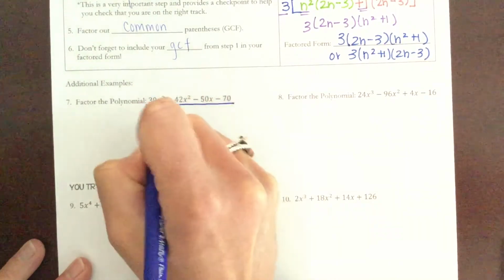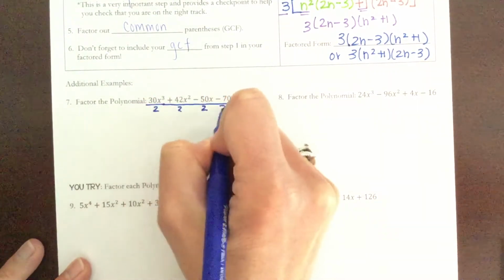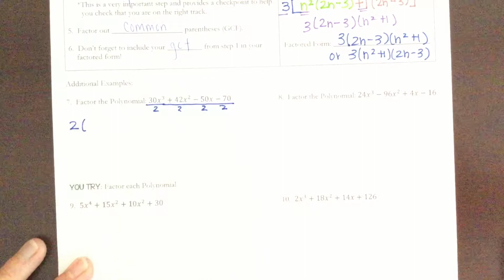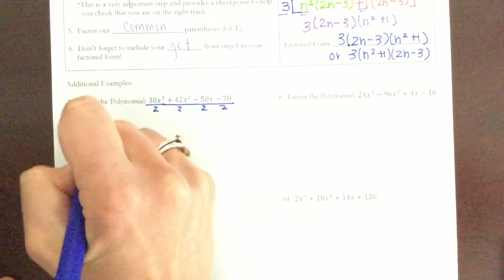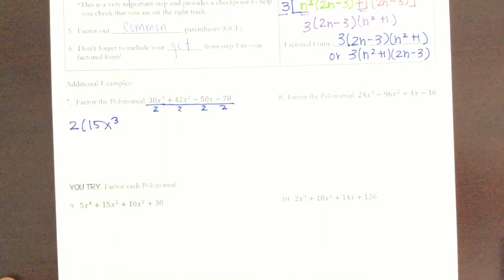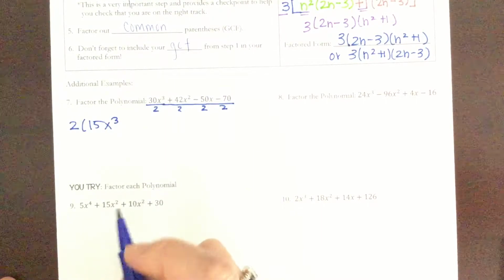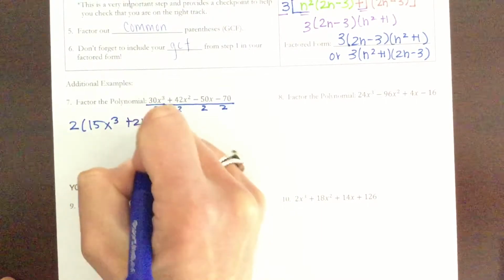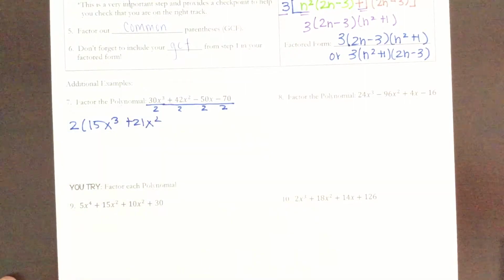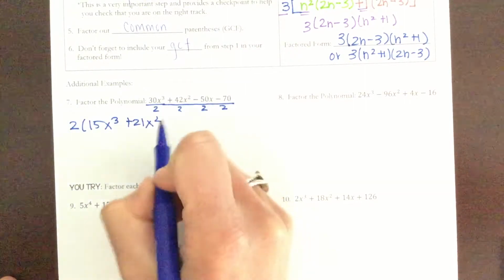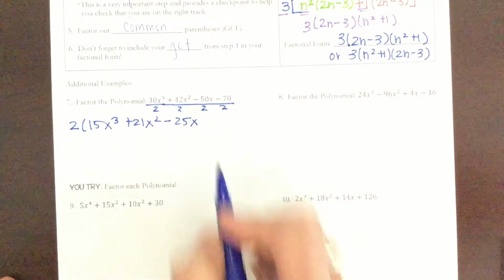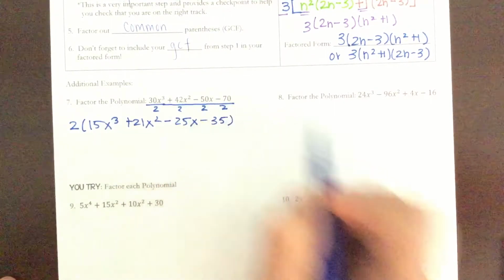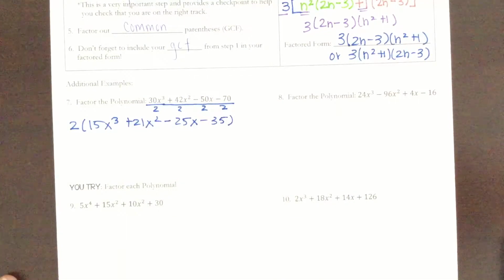So we will divide each of these terms by 2. 30x cubed divided by 2 gives us 15x cubed. 42x squared divided by 2 leaves us with 21x squared. Negative 50x divided by 2 is negative 25x. And finally, negative 70 divided by 2 is negative 35.